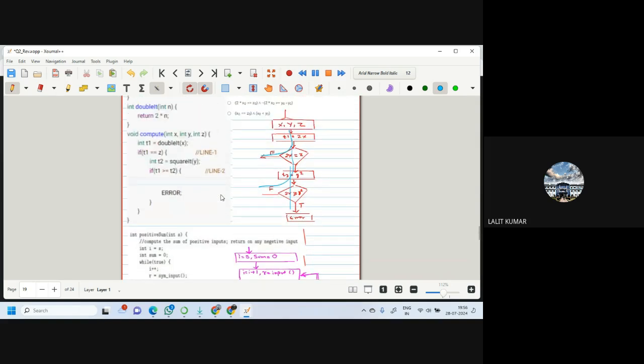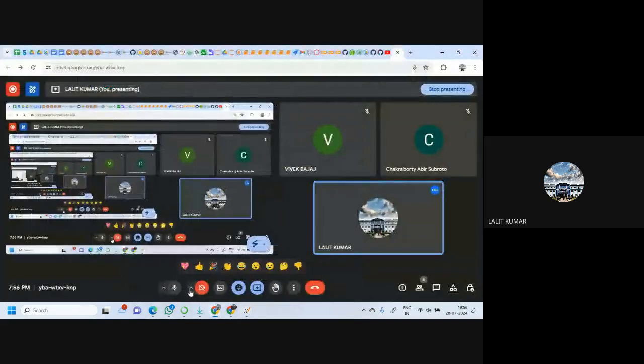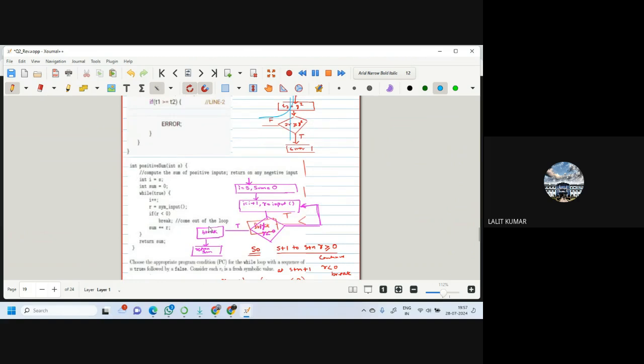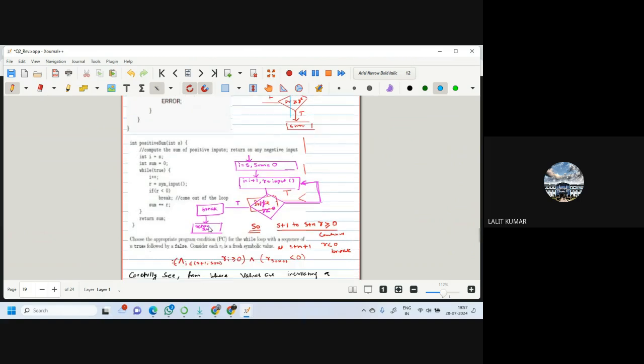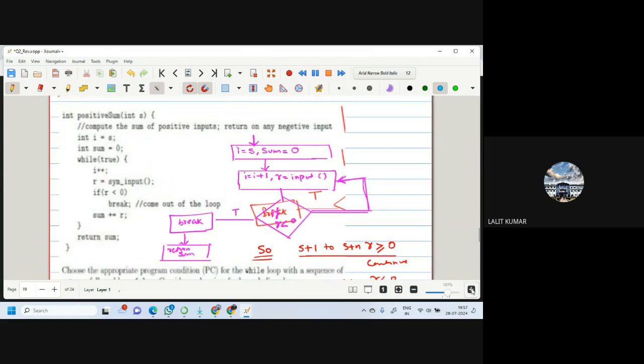There is a catch which I want to cover, which is the infinite loop. Here they have given an example, which I have taken from the PYP. This is one example. I will zoom in slightly. Abir, is it visible? Yes, sir, it is visible.